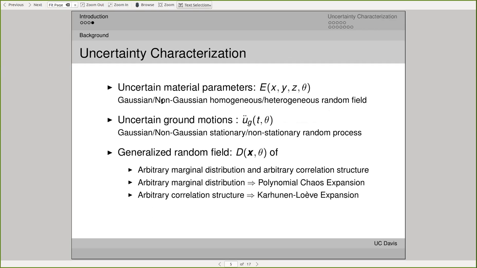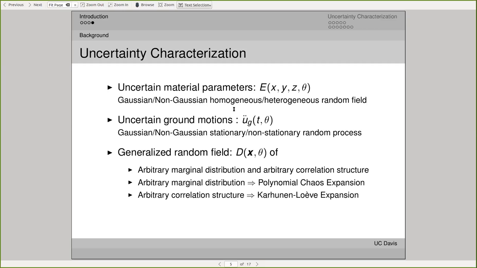As I mentioned before, we need to characterize your uncertain material parameters. These might be random variables distributed in your spatial domain. Their marginal distribution can be either Gaussian or non-Gaussian. Most of the time it is non-Gaussian, because we need to make sure our material parameter is positive definite. And these random variables at different locations can be either homogeneous or heterogeneous. So overall, we can quantify our material parameter as a marginally distributed Gaussian or non-Gaussian, heterogeneous or homogeneous random field.